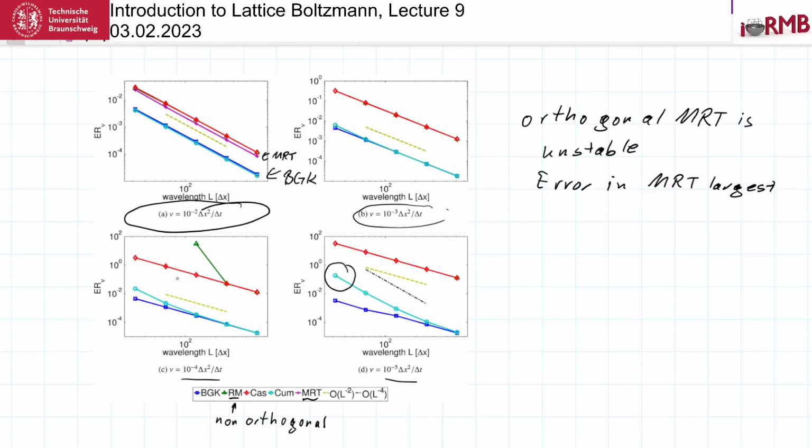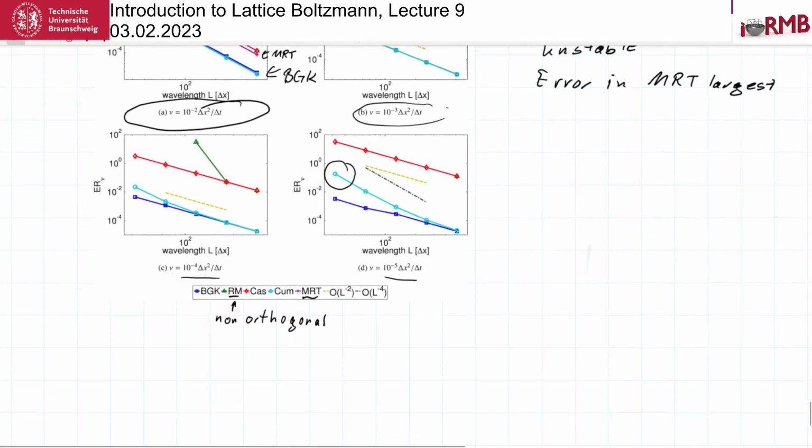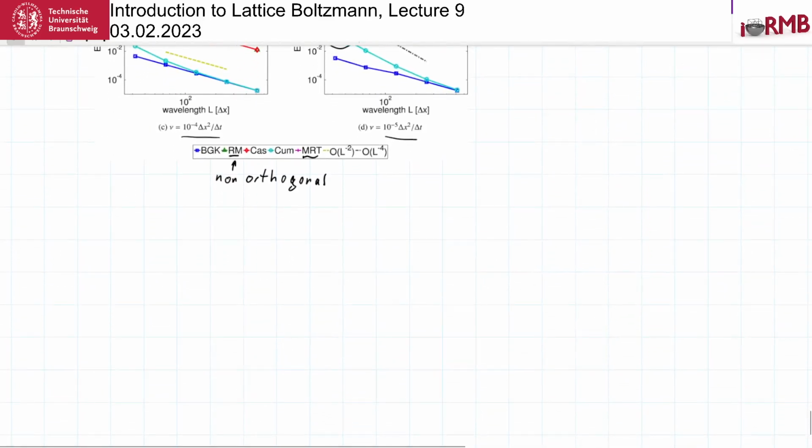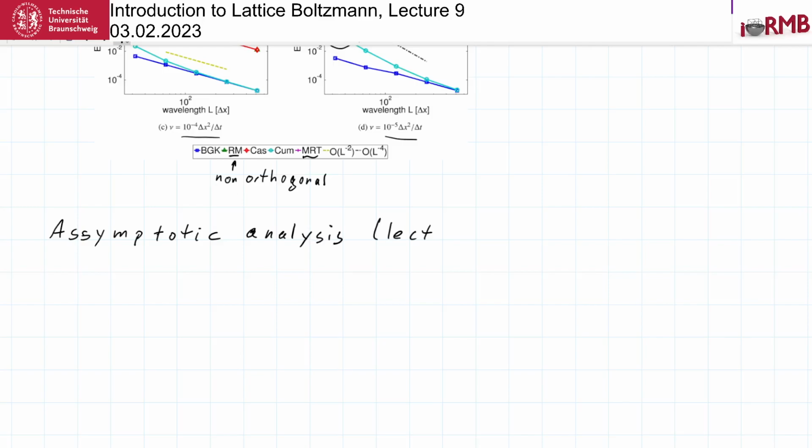But this requires some more exercise, so to speak. Therefore, we'll have to continue the lecture now and look at what we learned in lecture 6, namely the asymptotic analysis. So this was lecture 6, of course.